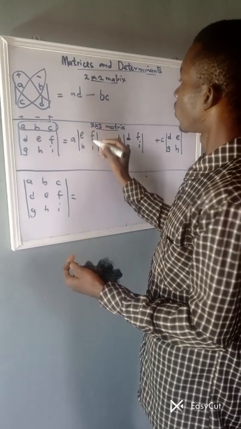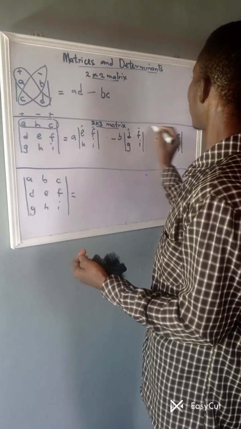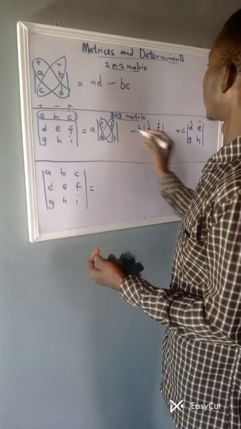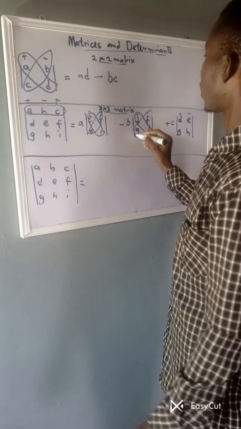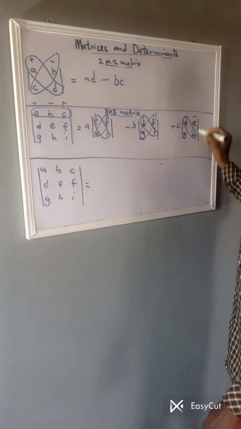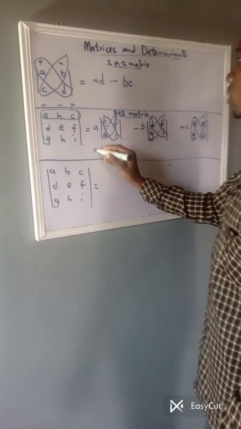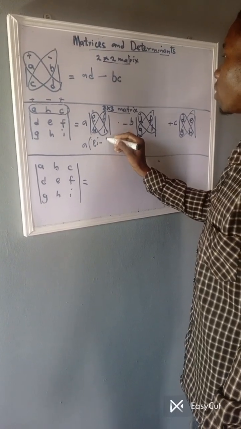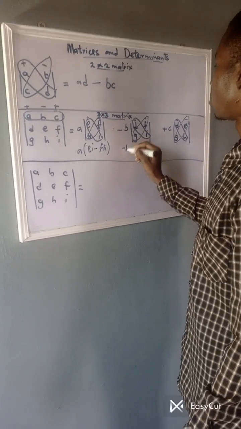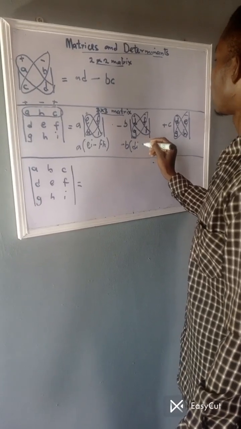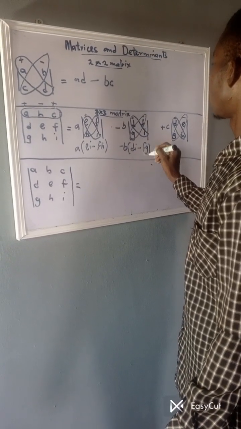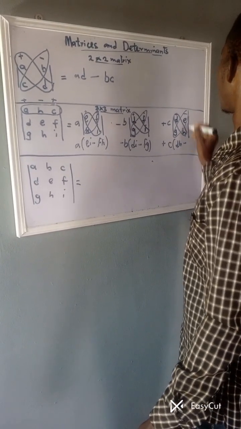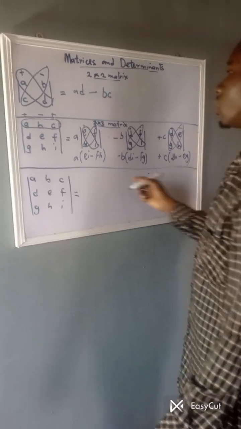Then you repeat the same process for each 2 by 2: plus, minus, using the leading diagonal and the second diagonal. In this case, it's going to be A multiplying the product of E times I minus F times H, minus B multiplying D times I minus F times G, and plus C multiplying D times H minus E times G. So that's when you use the row.